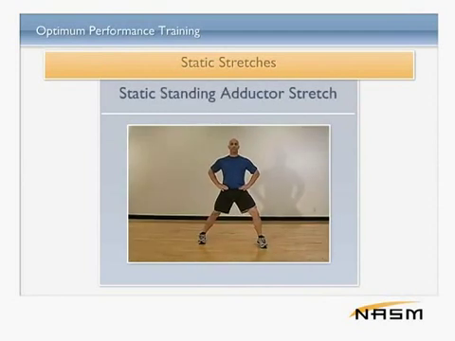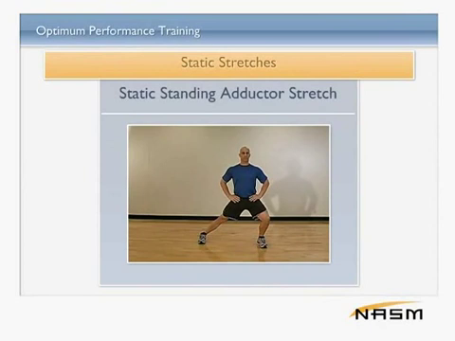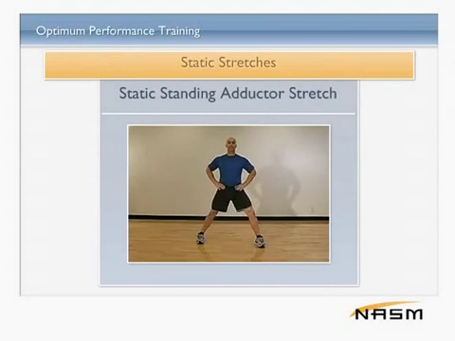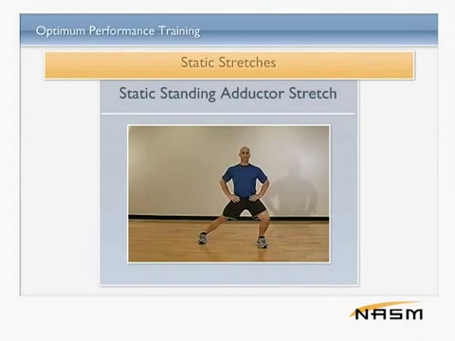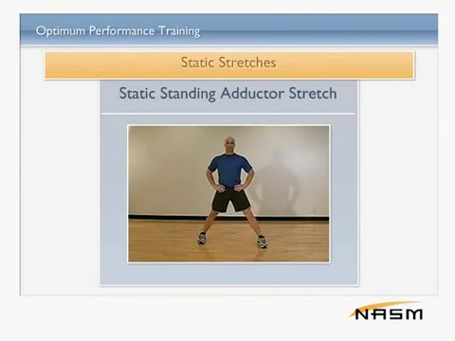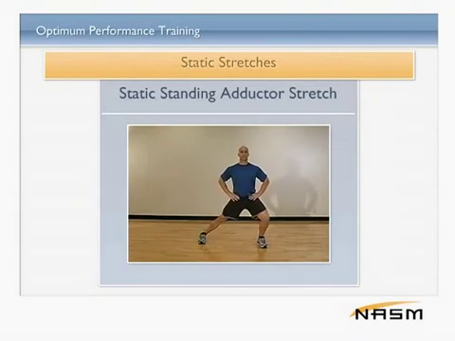The fourth example is the static standing adductor stretch. Stand in a straddled stance with the feet beyond shoulder width apart. Extend one leg back so the toe of the back leg is in line with the arch of the foot of the other. Both feet should be pointed straight ahead. Draw the navel inward. Slowly move in a lateral motion until a stretch is felt on the medial portion of the thigh. Hold for 20 to 30 seconds.